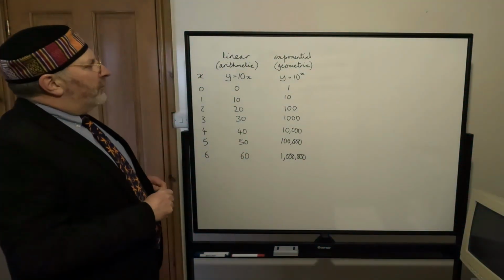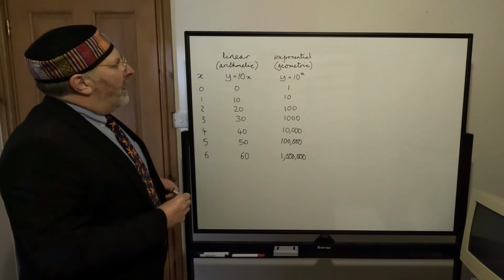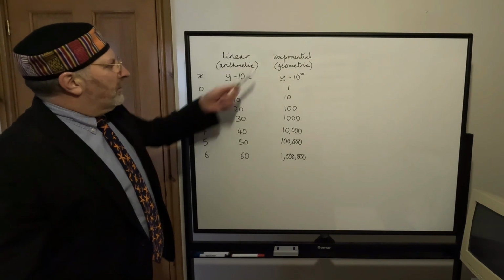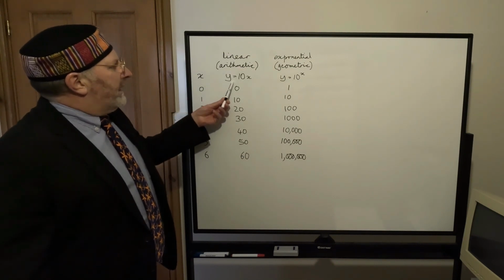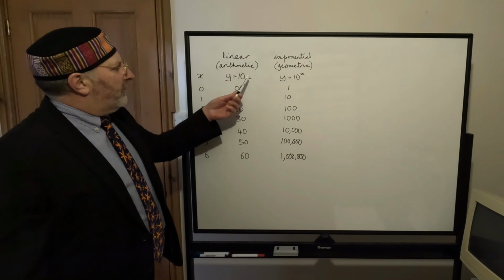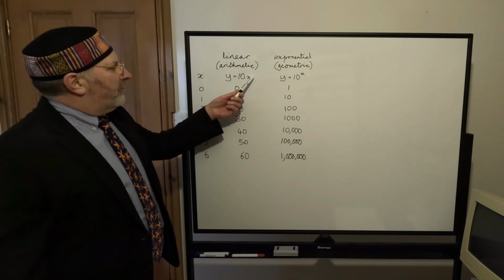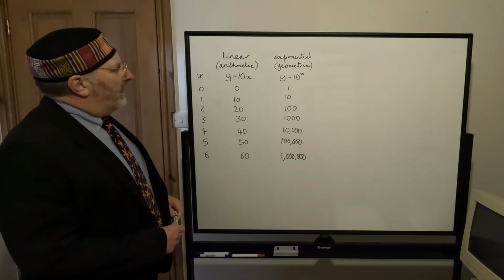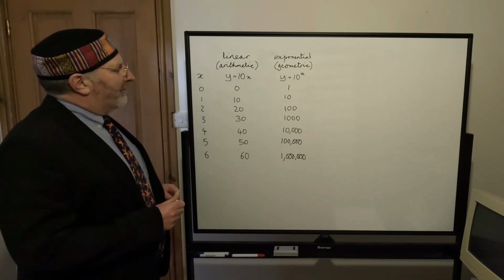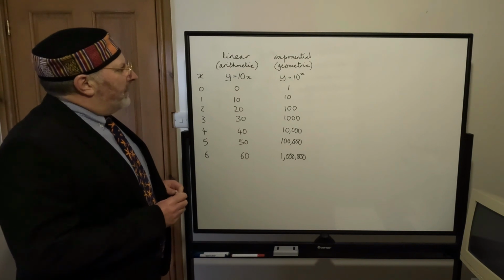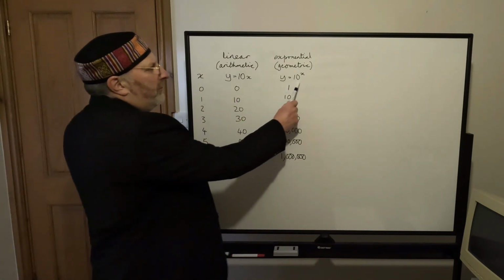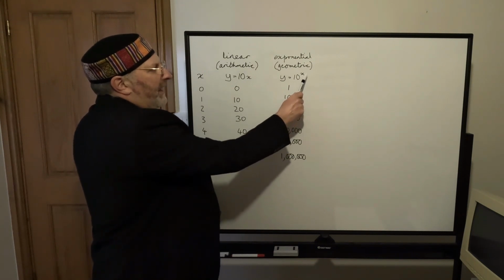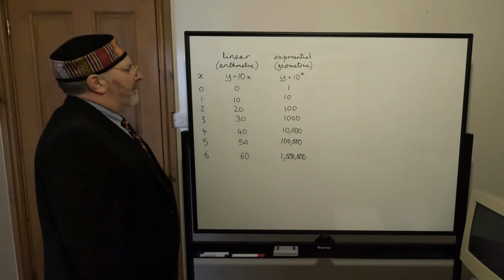Okay, I've put up here two functions. One is linear and the other is exponential. So the linear one is y equals 10x. We know this is linear because it just depends on x, x to the power of 1, as we discussed in the last lecture. And the exponential one is the one we've just been looking at, y equals 10 to the power of x, so x is in the exponent.